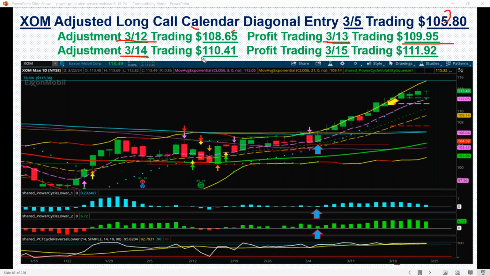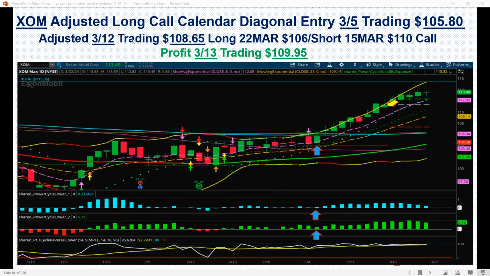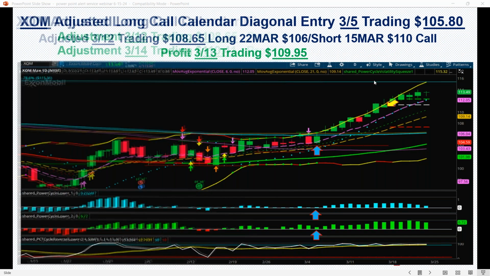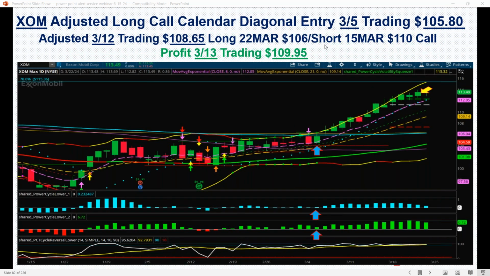Then on the 14th, we did another adjustment. It was trading 110.41. The next day, we took some more profit. If you have multiple contracts, I'll send out an alert. Now it's trading at 111.92. What we wanted was going in that direction. So here was the adjustment. On the 12th, it was trading at 108.65. Now we adjusted this to the 22 March 106, short the 15 March 110. So we originally had the trade on here. We had the original trade, we had the 106, hold on.